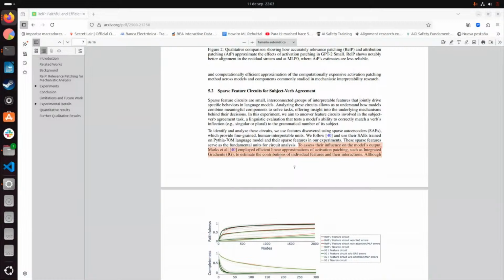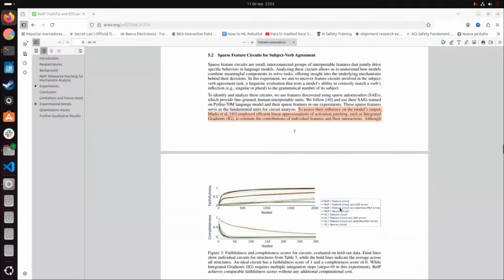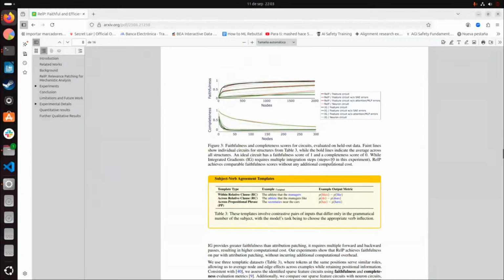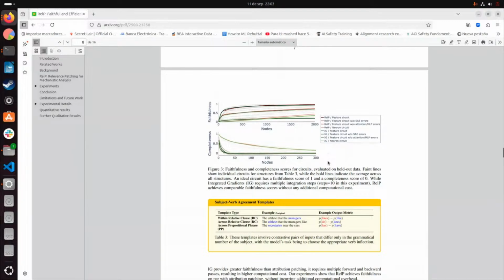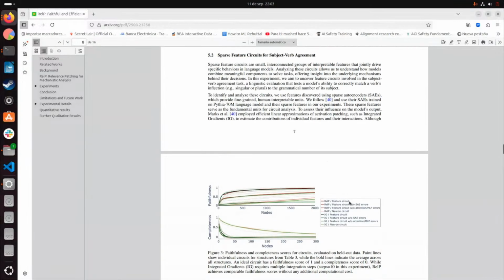Maybe people now will start doing better approximations of gradient patching. Maybe if you spend a lot of time trying to implement this, by the time you finish, there will be something else. I don't know. But maybe this is the kind of thing where you can just write a few lines of code replacing the gradient part.